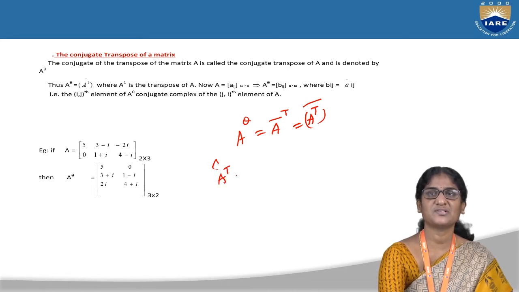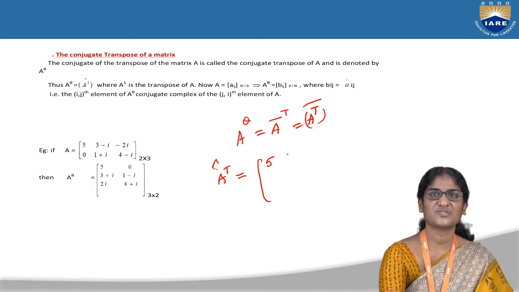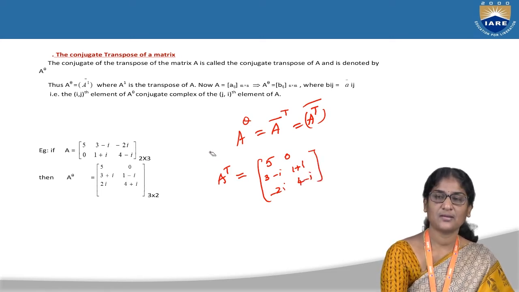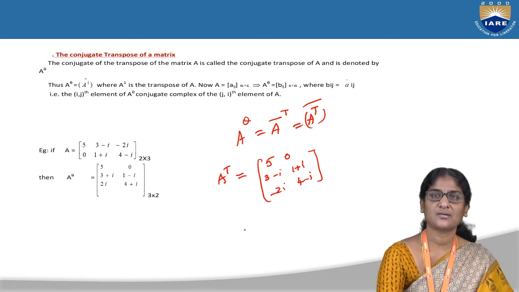What is A transpose? A transpose is obtained by interchanging the rows and columns: 5, 0, 3 minus i, 1 plus i, and minus 2i and 4 minus i. This is the transpose of the matrix.